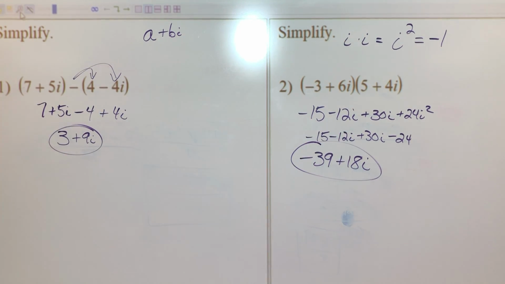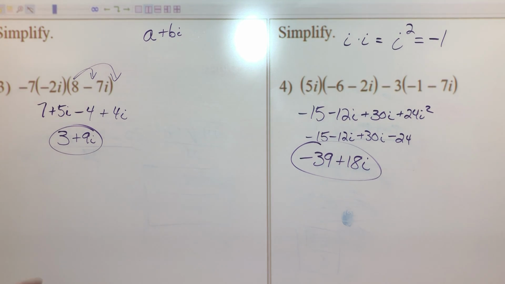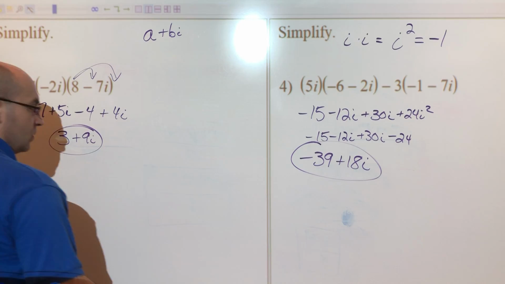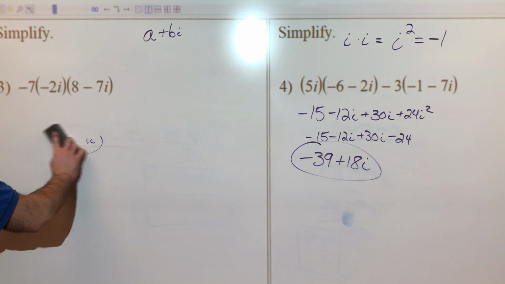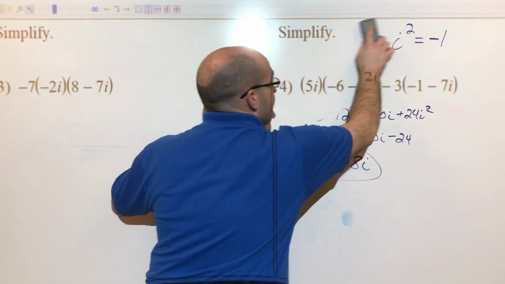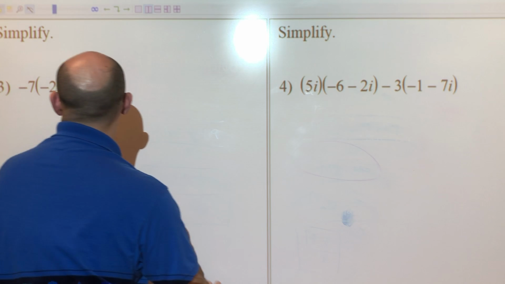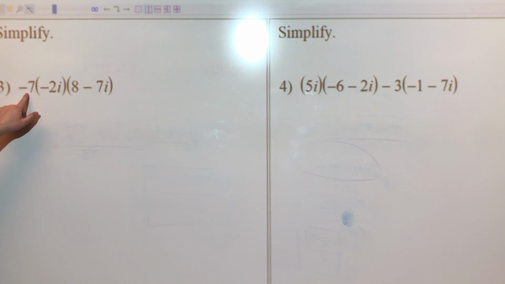Gonna give you two more to try, so please pause me after I change this and erase the board. So this one's a little funky. Just make sure that you double distribute. And this one, number 3, I would just multiply the -7 times -2i, right? And then it would go from there. So distribute again, all right?